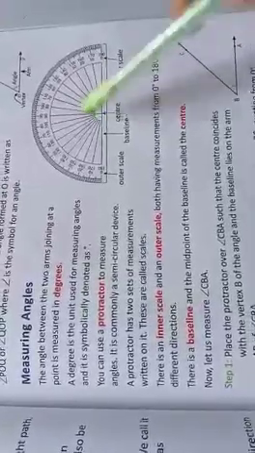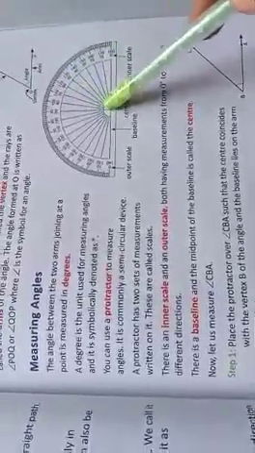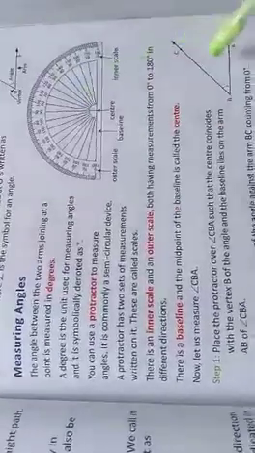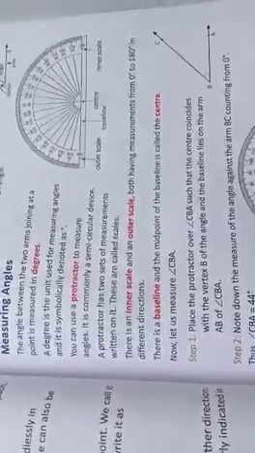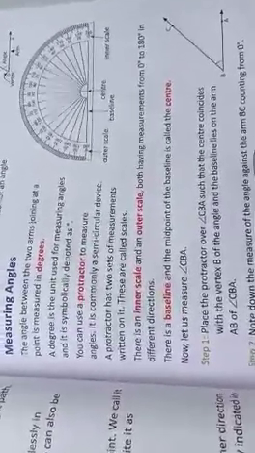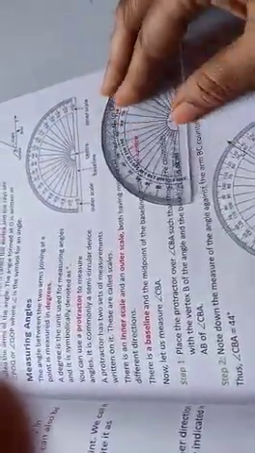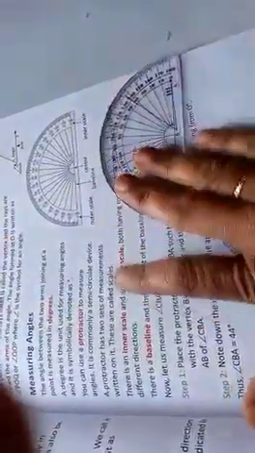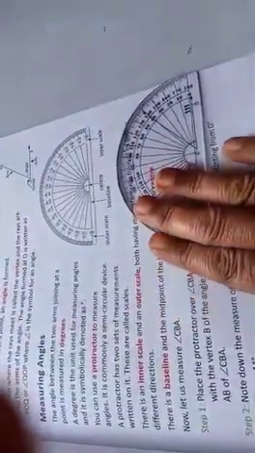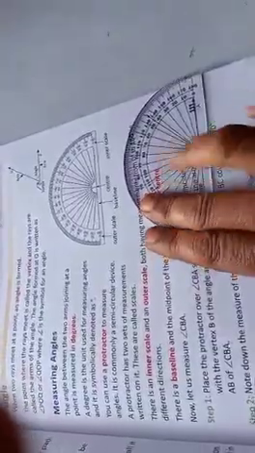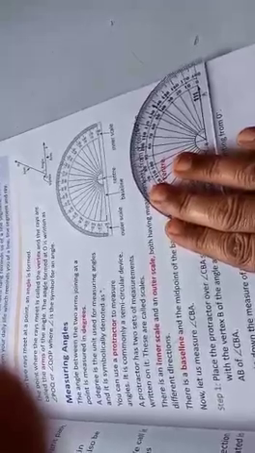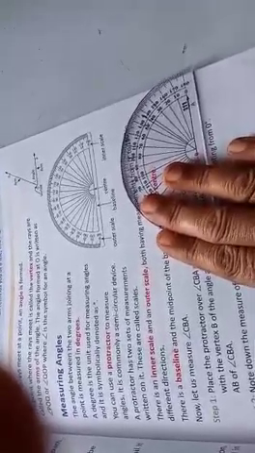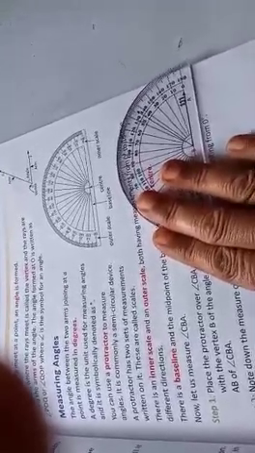Okay. So when we are measuring the angle, we have to place this protractor at the baseline. We have to keep this line at the baseline and the point should meet like this. So what is the angle here? The angle is 45 degrees.